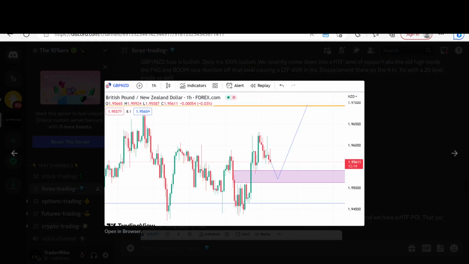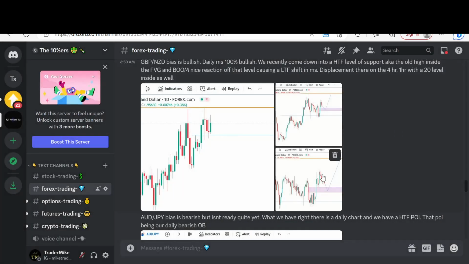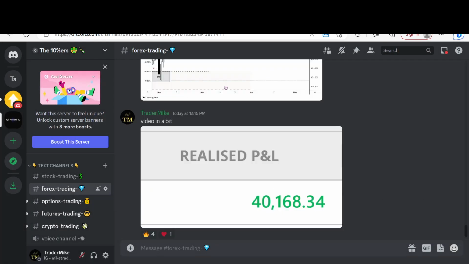And then this is just a 1 hour, which is basically the same deal. You can see we got the displacement. We have these sell stops right here that I figured it would want to target right at the beginning of that imbalance. We have this old high right here serving as support and the 20 level, right? So now let's go over to my charts.